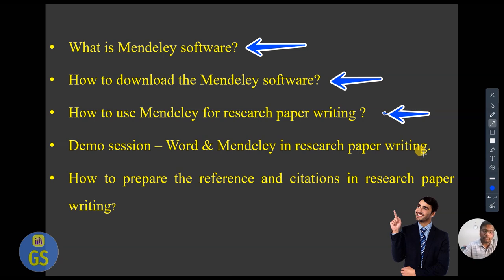Before that, what we need is a set of research papers. You should have a set of research papers downloaded from the internet, or you can use online citations and add those details inside the paper content, right? And finally, we are going to discuss how to prepare your references and citations in your research writing paper.